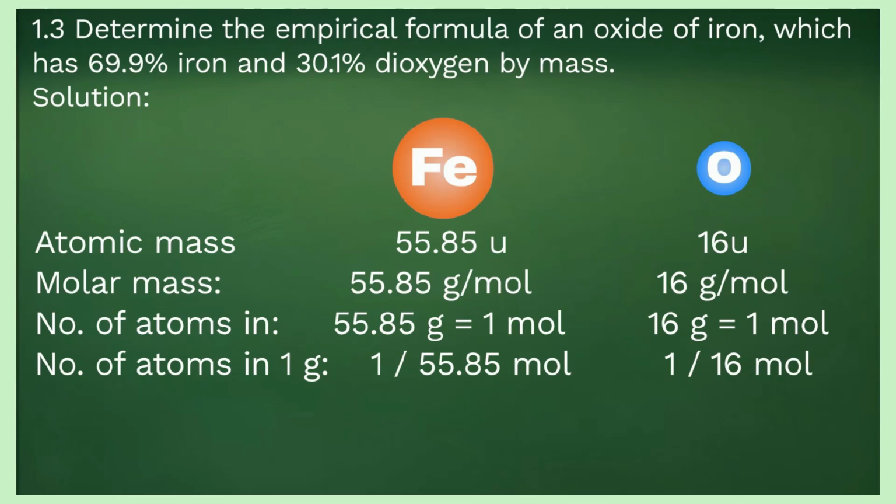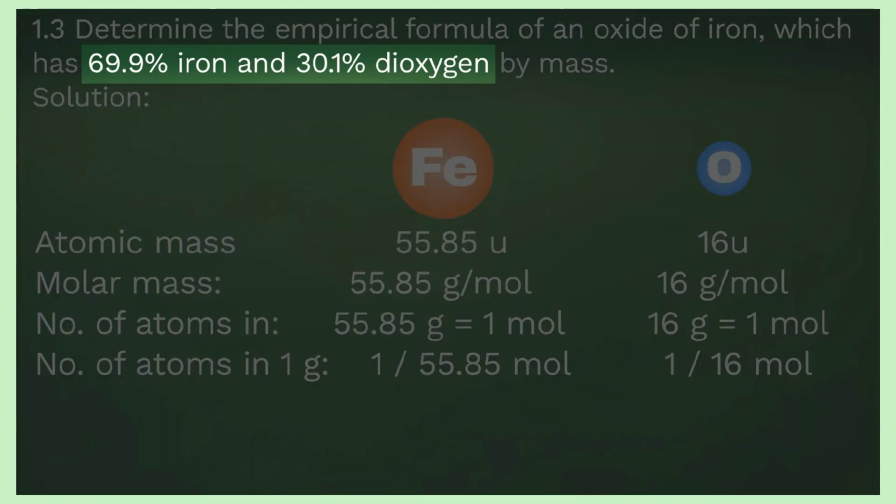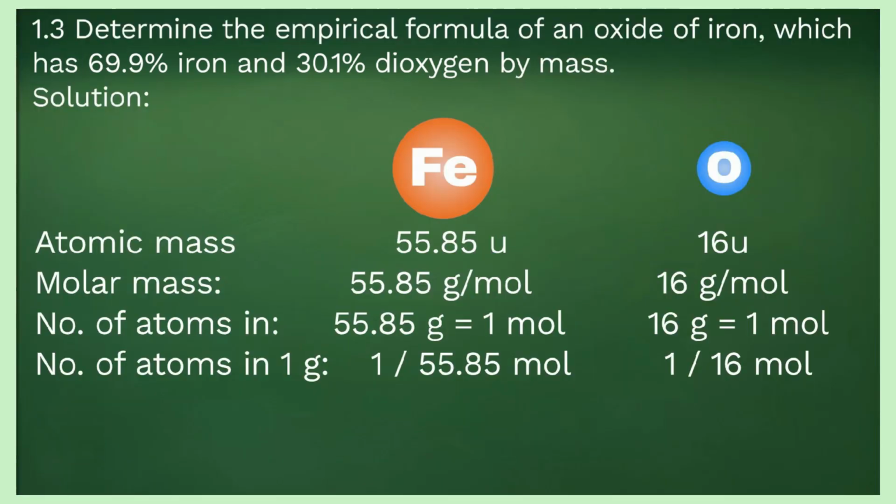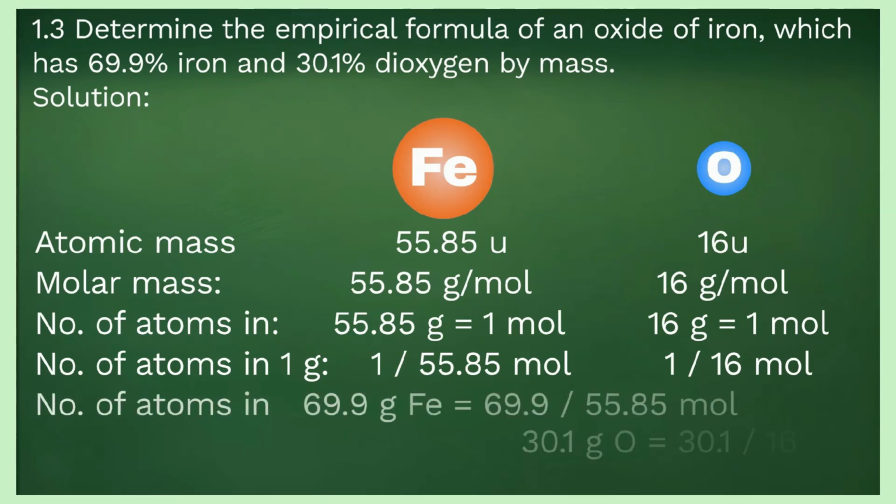As per the question, 100 grams of oxide contains 69.9 grams of iron and 30.1 grams of oxygen. Therefore, again mathematically, number of iron atoms in 69.9 grams equals 69.9 divided by 55.85 moles, and in 30.1 grams of oxygen, 30.1 divided by 16 moles. On calculation, it comes out to be 1.25 moles of iron and 1.88 moles of oxygen.